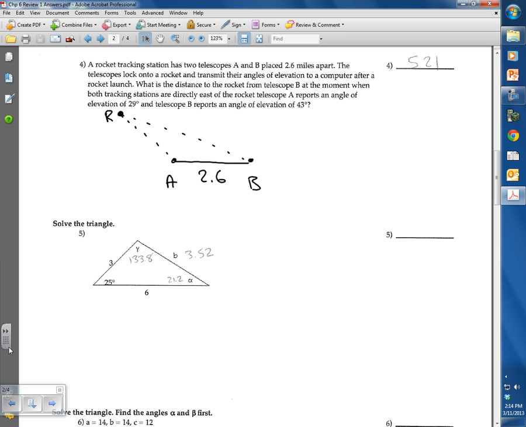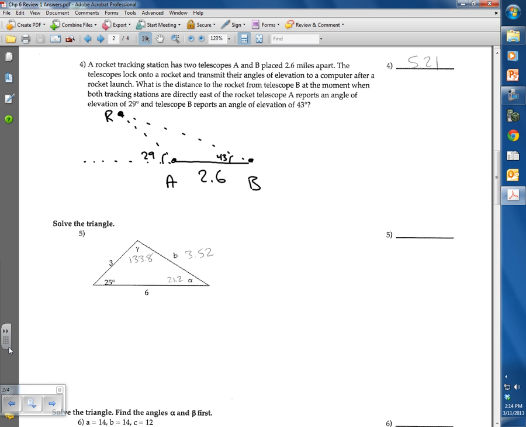Alright, coming down. We have angles of elevation up to the rocket. That's always from the ground looking up. So we have an elevation here, and we have elevation here. The elevation from A was 29, and from B was 43. I'm going to pause right away right there.